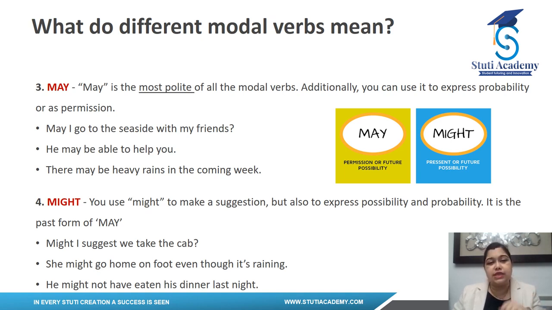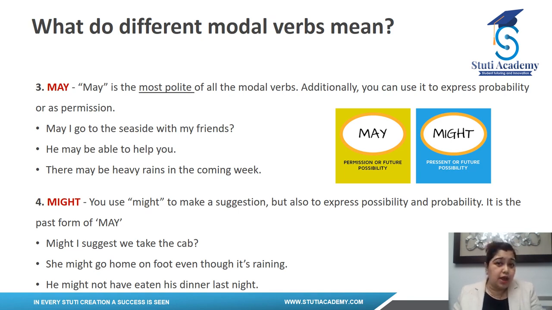May I go to the seaside with my friends? So I'm asking you a question. May I go to the seaside, please? Okay, it is asking you more politely. Most, I would say, most politely. He may be able to help you. Now here, what is this may doing? He may be able to.